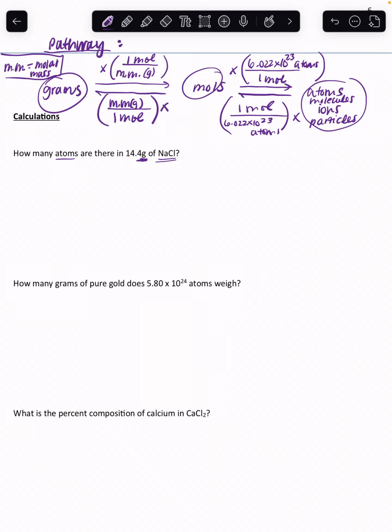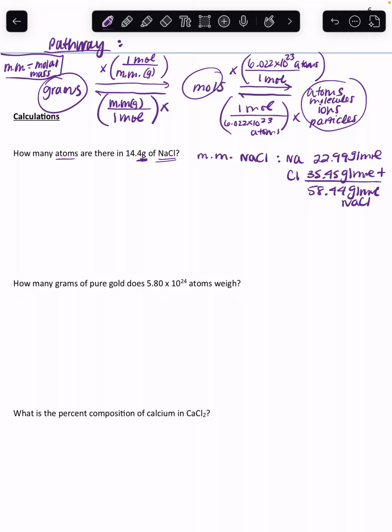So right off the bat, I think I'm just going to go get that off the periodic table. Molar mass of NaCl. For sodium, I got 22.99 grams per mole, and chlorine, 35.45 grams per mole. If I add them together, 58.44 grams per mole NaCl. So that's the molar mass I'll be using for this first conversion here.